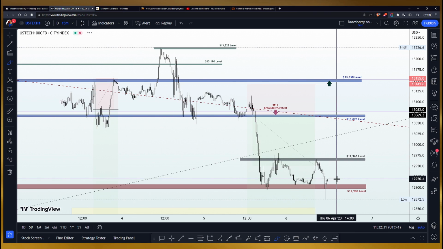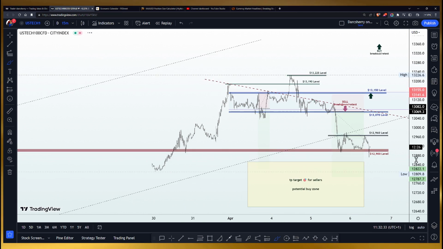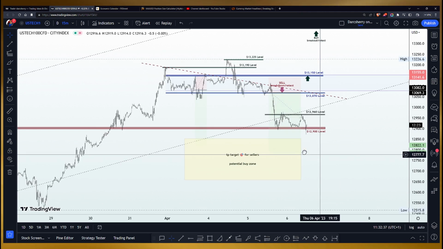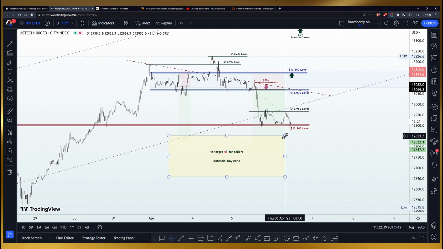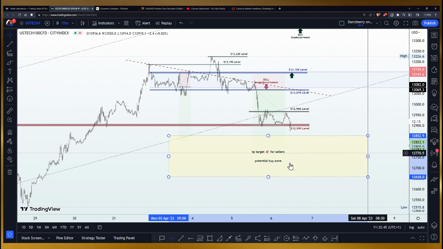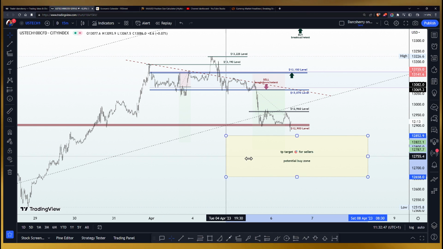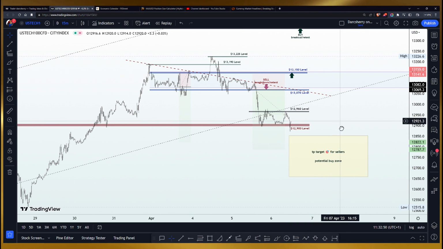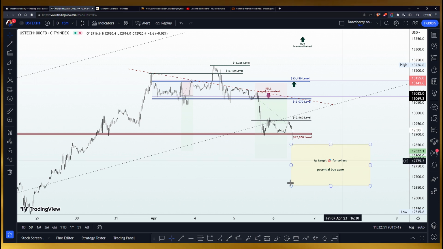And remember, at the beginning of the week, we already have a TP target zone for sellers, which is sitting just between the 12,850 and the 12,650. That is a wide potential zone for our TP target for any sell momentum here. So you could place your TP target anywhere around that area.